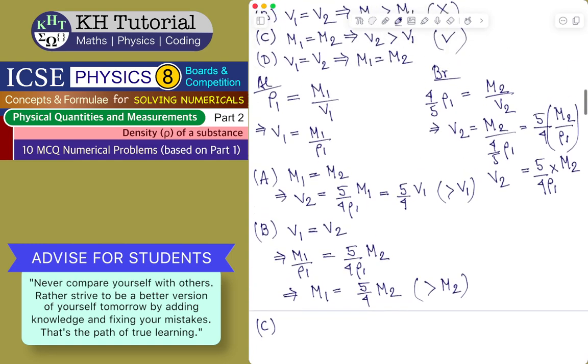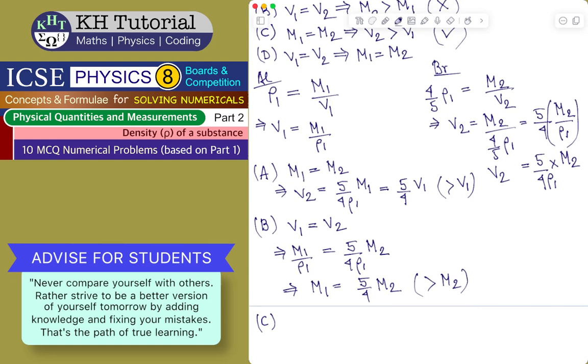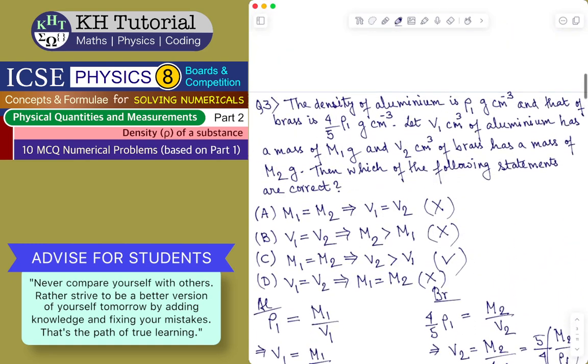But anyway, let's see choice D. Choice D is saying that if V1 is equal to V2, this implies M1 is equal to M2. We have already seen in choice B that if V1 is equal to V2, M1 is equal to 5 by 4 times M2. Clearly we can say that M1 is greater than M2. So definitely choice D is incorrect. So the correct choice is C.